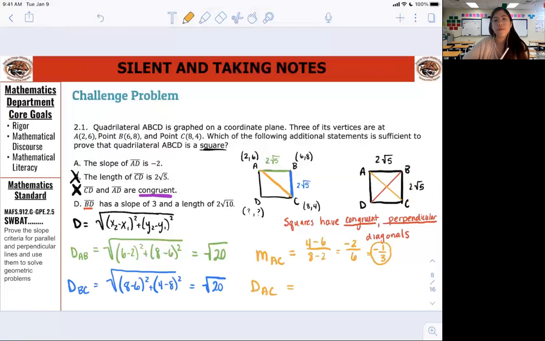Because I'm trying to see if it is congruent and perpendicular. So for perpendicular, I checked my slope. For congruent, I check my distance. So the distance of AC is going to be the square root of 8 minus 2 squared plus 4 minus 6 squared. What do we get?